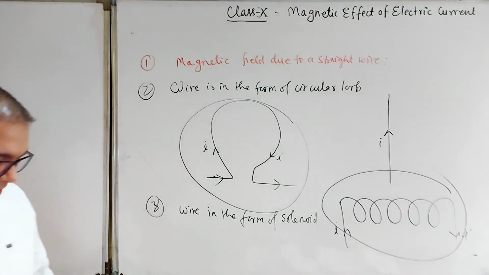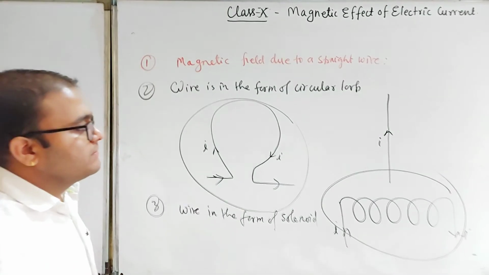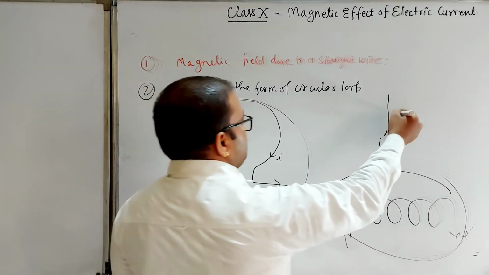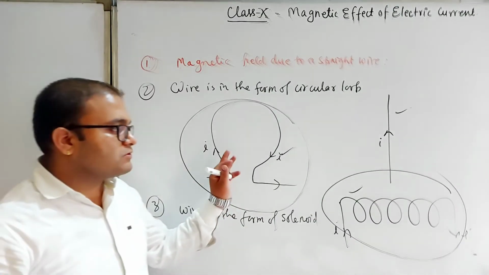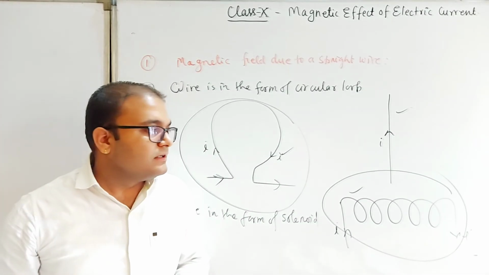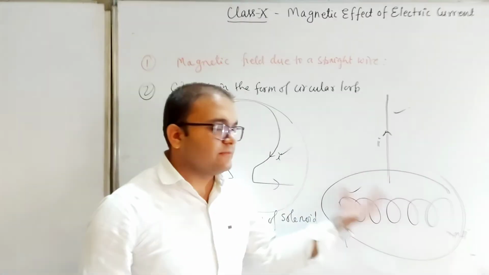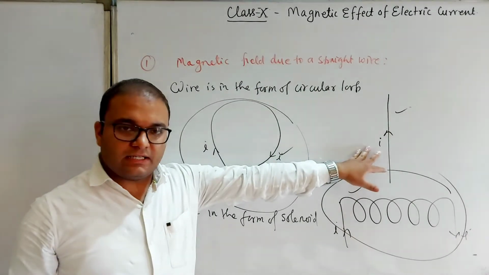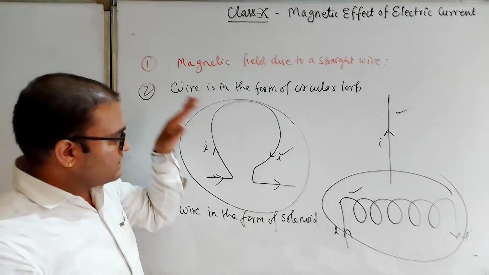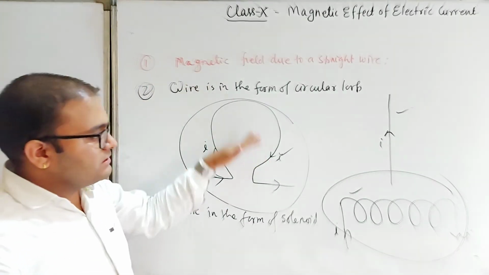So the main conclusion is that a current carrying wire produces a magnetic field, but you have to remember that if the wires are in different shapes, then the pattern of the magnetic field is also different. So we have to study the magnetic field due to a straight current carrying wire, due to a circular loop, and the magnetic field pattern due to a solenoid. We will study these one by one.